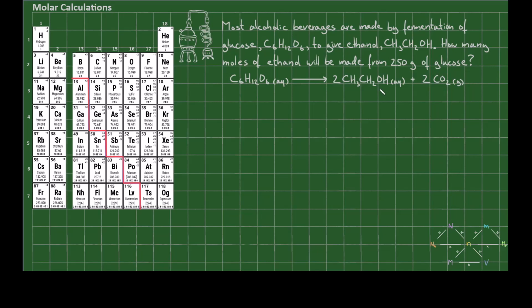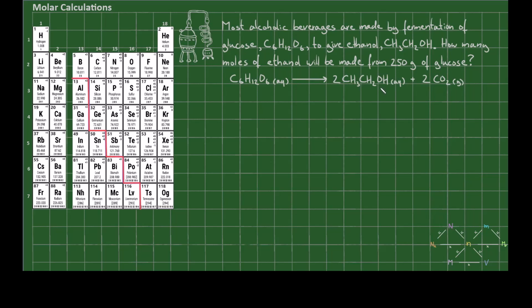A common pitfall here is to say, well, fair enough, I have 250 grams of glucose, so I will end up with twice as much ethanol, 500 grams of ethanol. We cannot do that. Recall that balanced chemical reaction equations give a stoichiometric ratio, and a stoichiometric ratio is also a molar ratio. This means that I firstly need to calculate how many moles of glucose I actually have.